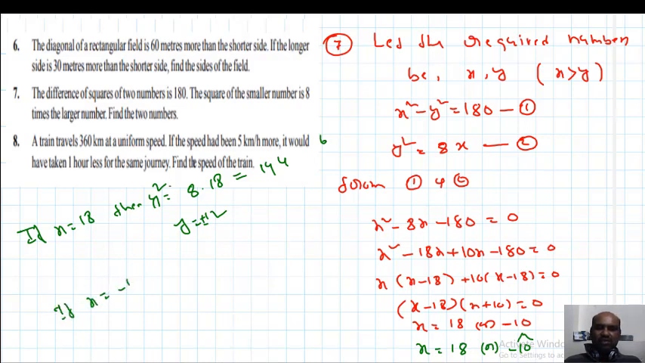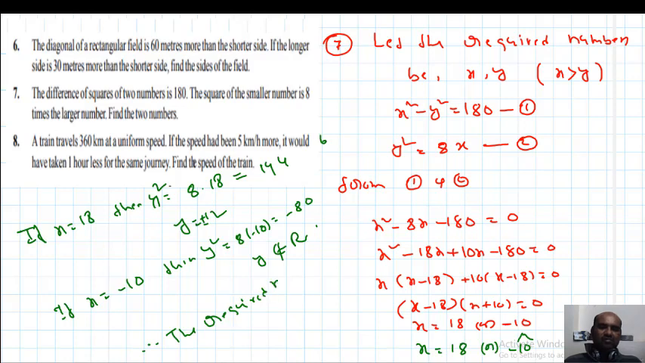If x = −10, then y² = 8 × (−10), that is equal to −80. So y doesn't give a real number. Therefore, the required numbers are 18, 12 or 18, −12.